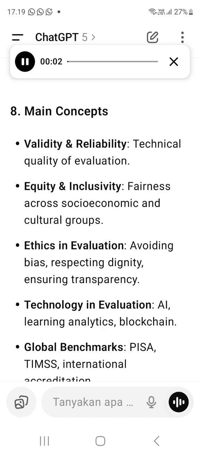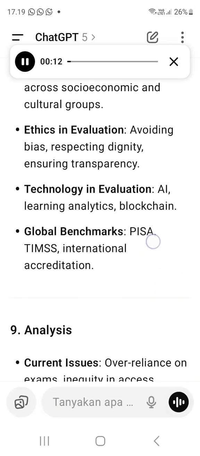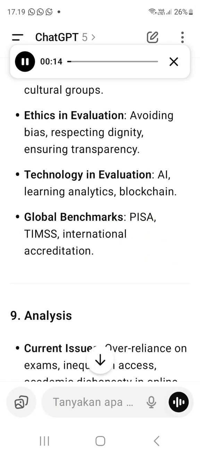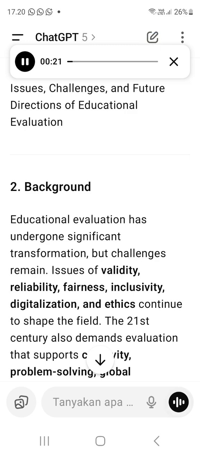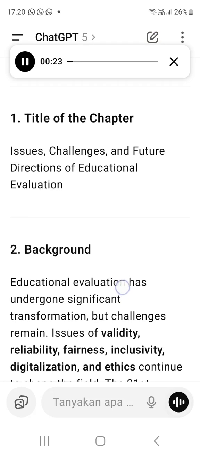I will now prepare Chapter 1, Issues, Challenges, and Future Directions of Educational Evaluation in English, using the 20 ADRI textbook elements to maintain the structured format of this doctoral level textbook. Chapter 1, Issues, Challenges, and Future Directions of Educational Evaluation. 1. Title of the chapter: Issues, Challenges, and Future Directions of Educational Evaluation.